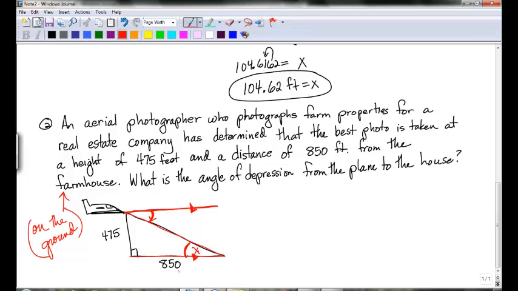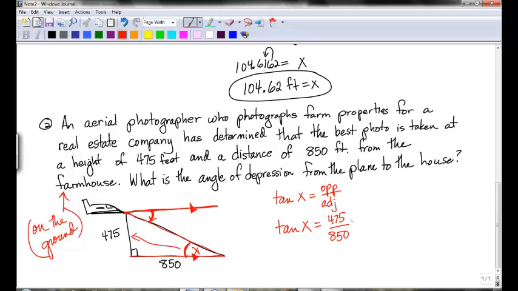Opposite, adjacent, what trig function? Tangent. So tangent of angle X is, and write it down, opposite over adjacent. Remember our saying to remember all three of those? Some old hags can't always hide their old age, if that helps you remember all three. So we have tangent of X, we don't know the angle. The opposite angle X is 475. Adjacent to that angle X is 850.